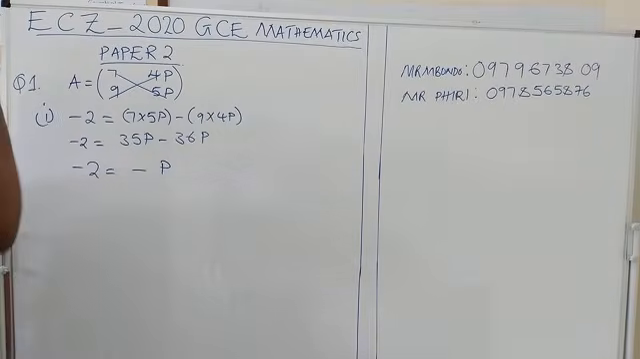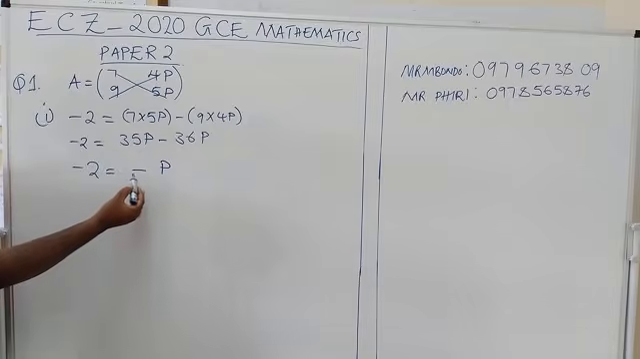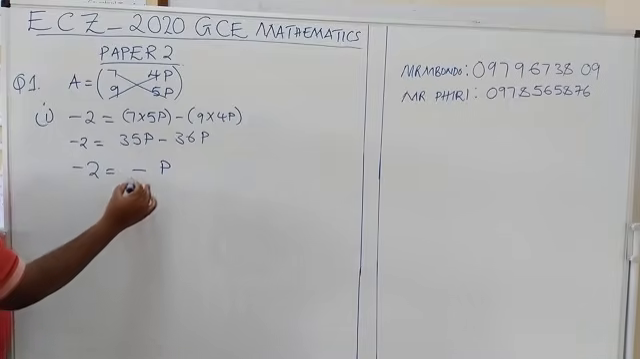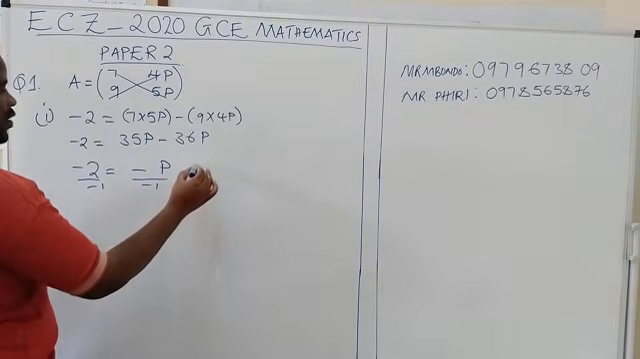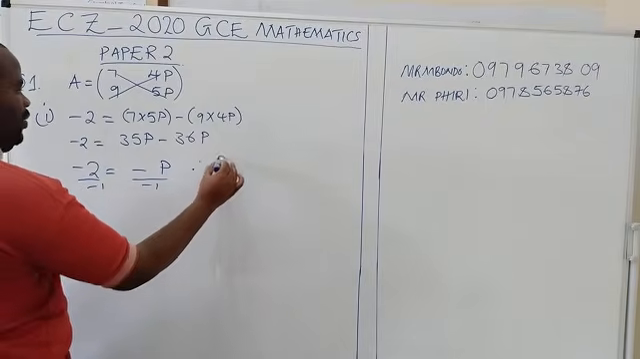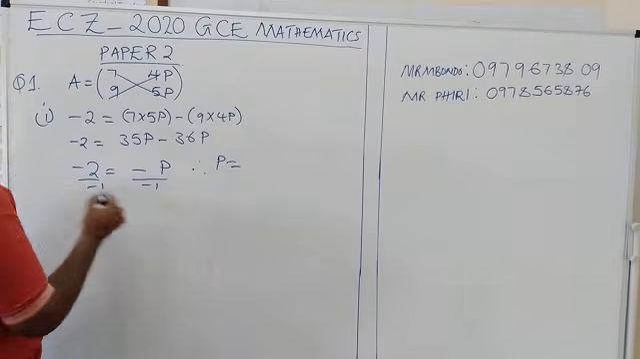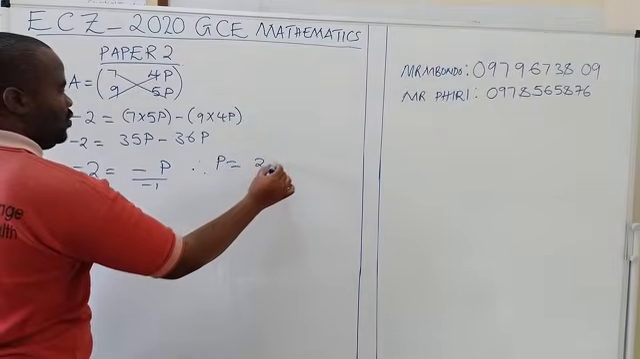Okay. But now, we want to find p and not negative p. So we can divide by negative 1 by negative 1. This implies that therefore p will be equal to negative, will be positive. So p becomes what? 2.